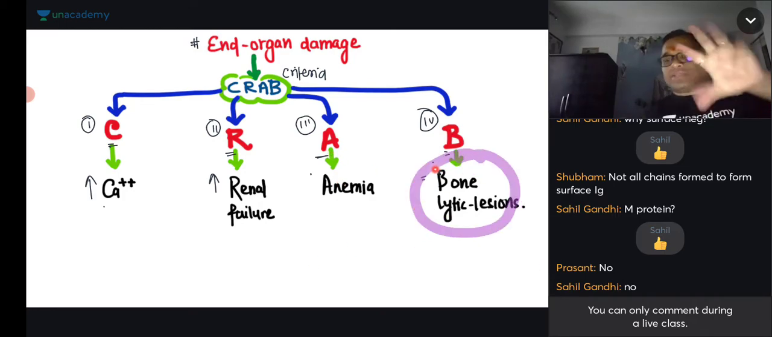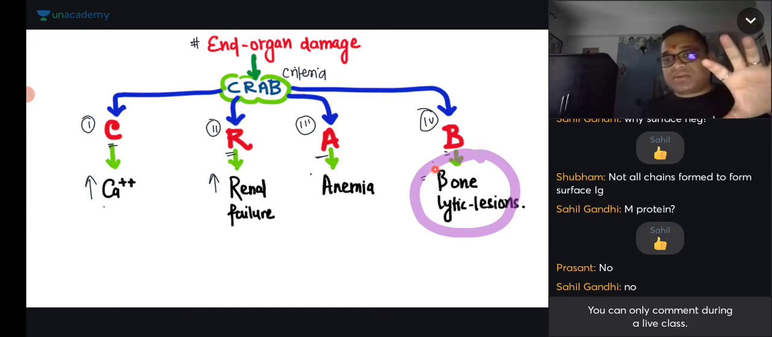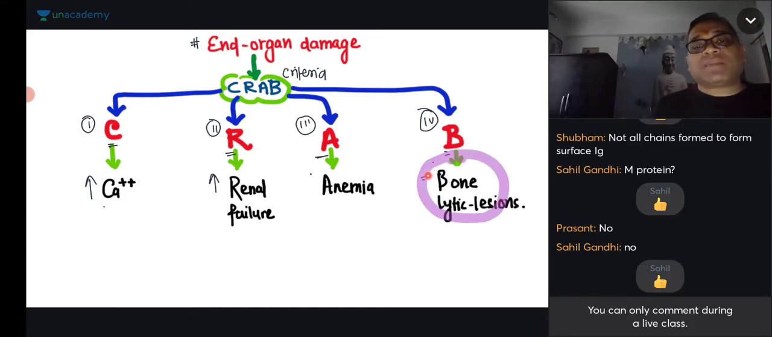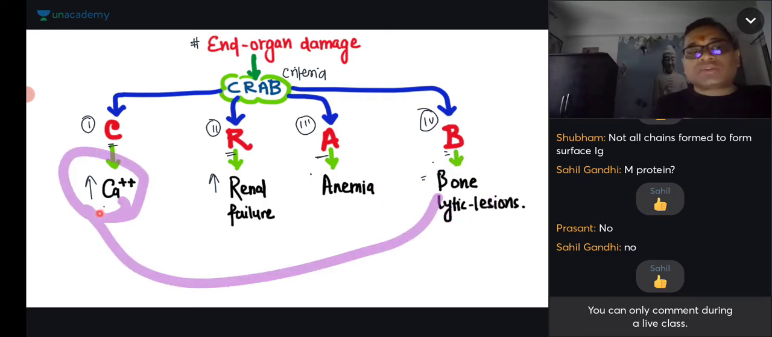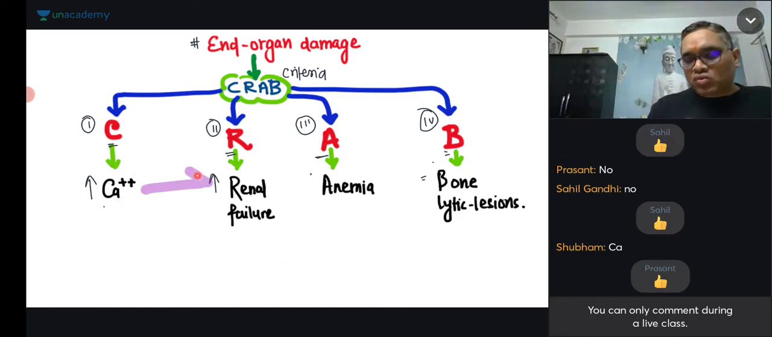See this bone lysis. Bone has been fractured. So bone is required for RBC hematopoiesis, right? So because of the bone lysis, what will happen? Anemia. Right? Clear? Because of the bone lysis, anemia, and when bone will be having fracture, what will be released from the bone? Calcium, hypercalcemia. So if there is more calcium in the serum, where will it go? It will come to the urine, causing renal failure.